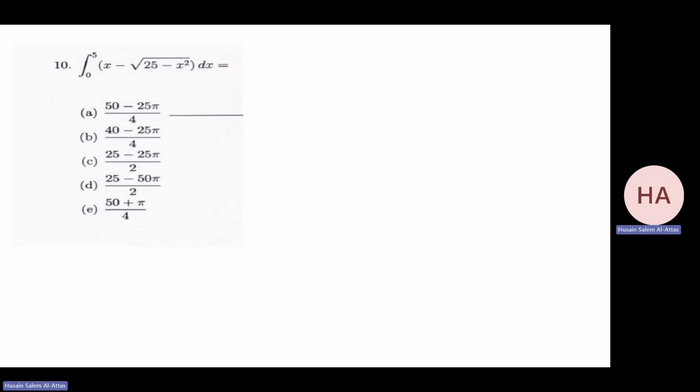Okay, this one. Now I need to find the integral using the areas. So this will be the integral from 0 to 5 of x dx minus the integral from 0 to 5 of square root of 25 minus x squared dx. This we know: it is 1 over 4 of the circle, 1 over 4 pi times 5 squared, where r is 5.